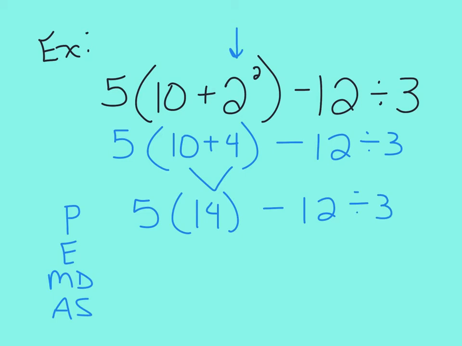All right. So do I need to subtract? Do I need to multiply? Do I need to divide? What do I do next? I need to do 5 times 14. 5 times 14 is 70. Do I subtract next? No, I've got to do my division. So 12 divided by 3 is 4. Now I'm going to subtract. So 70 minus 4 is going to give us 66.